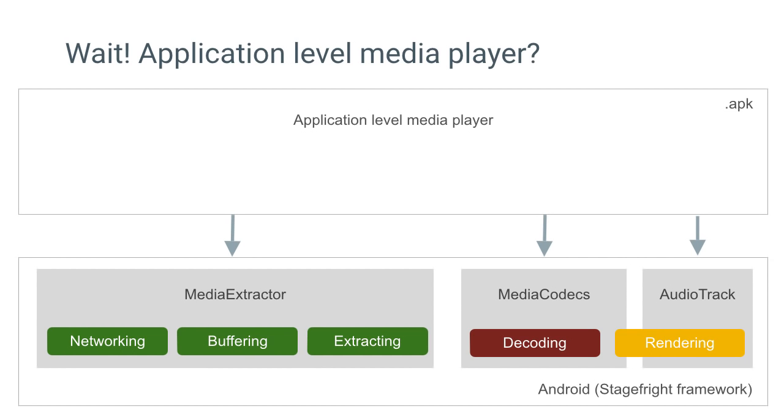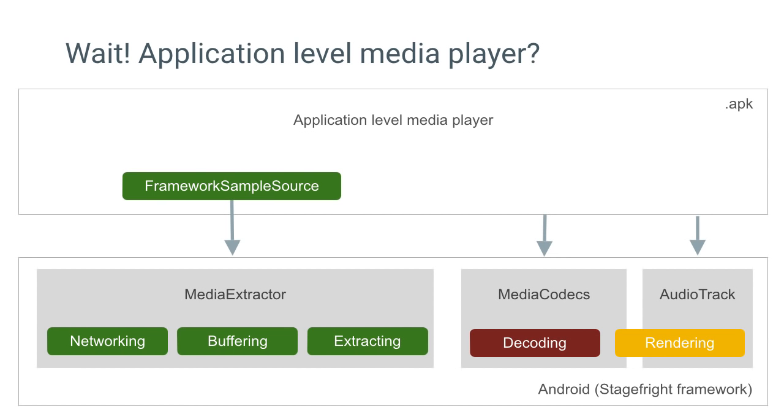When you have a look at the gray boxes, we have this media extractor with those green boxes in it. This is what a streaming video player has to do. First, we have to download container data from the internet. Then we have to buffer this data until we really need it. And once we need the data, we need to extract audio and video samples out of the container. When we have those audio and video samples, they are still encoded, so we can't really render those.